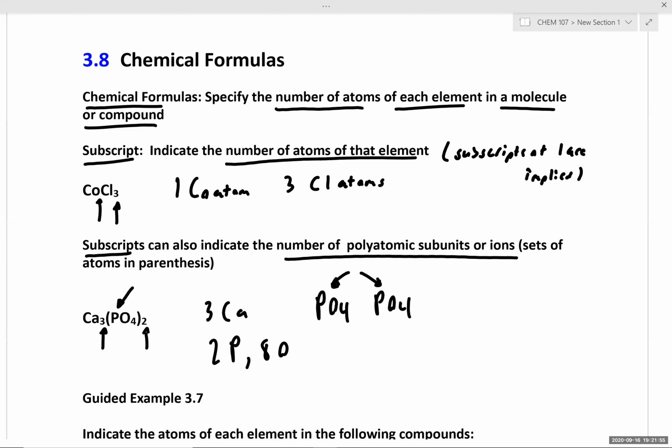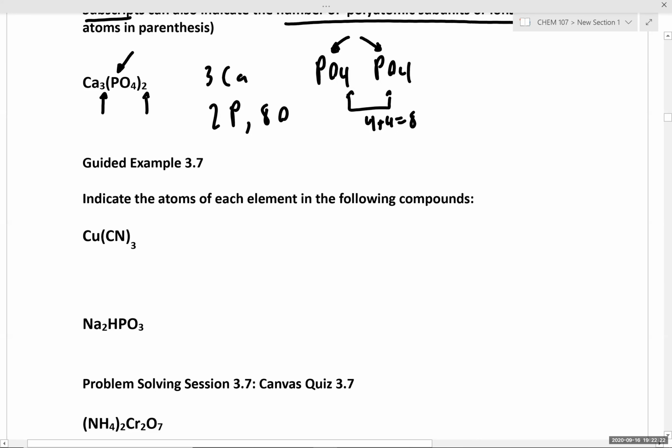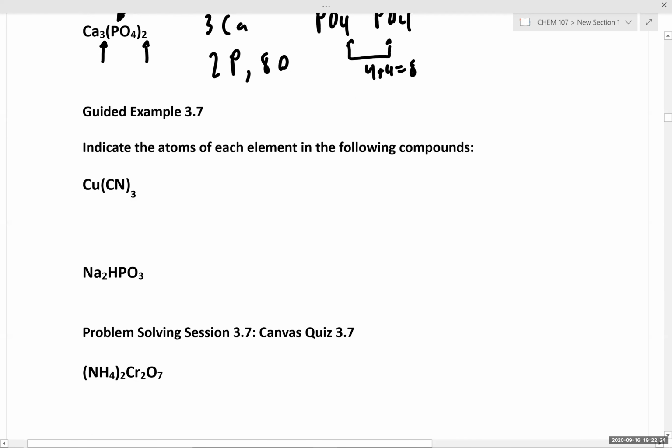So the subscripts indicate the number of atoms or polyatomic subunits. Professor, you wrote down 2P and 8, what? 8 oxygens, because we have 4 plus 4. Oh, okay. Does that make sense? Yeah, yes. Perfect.